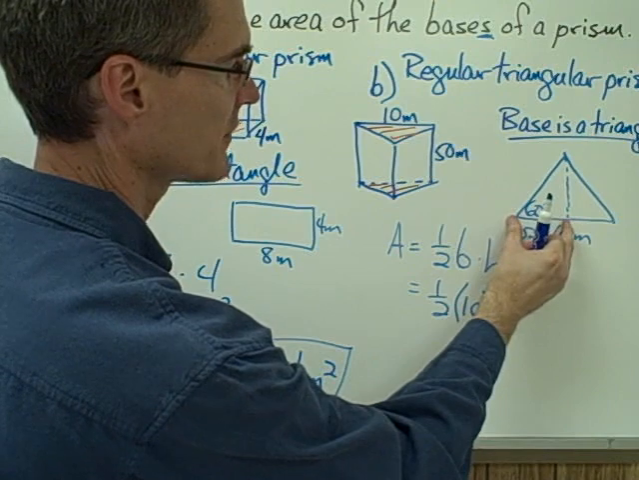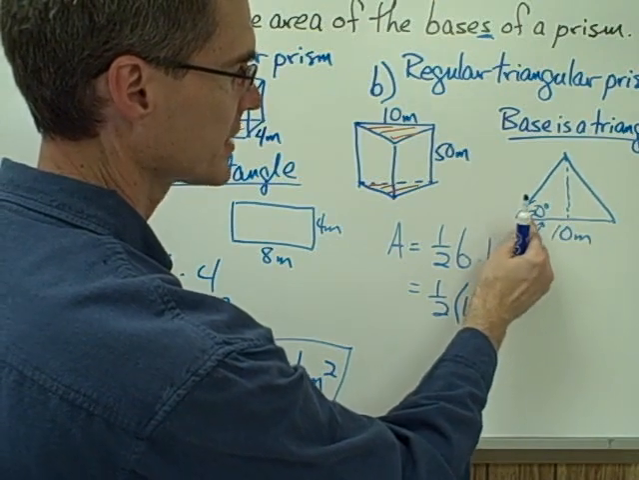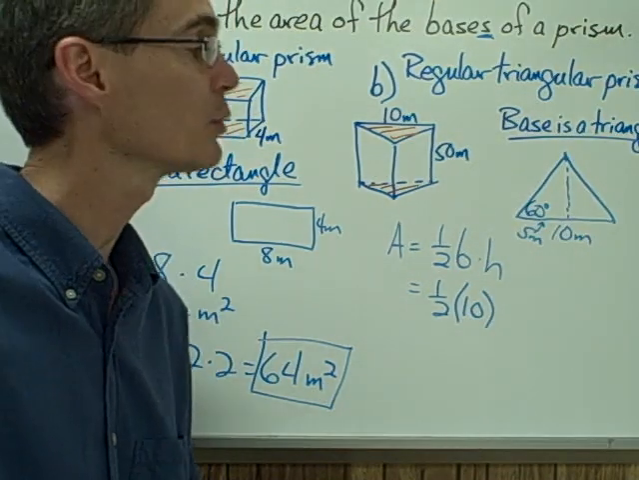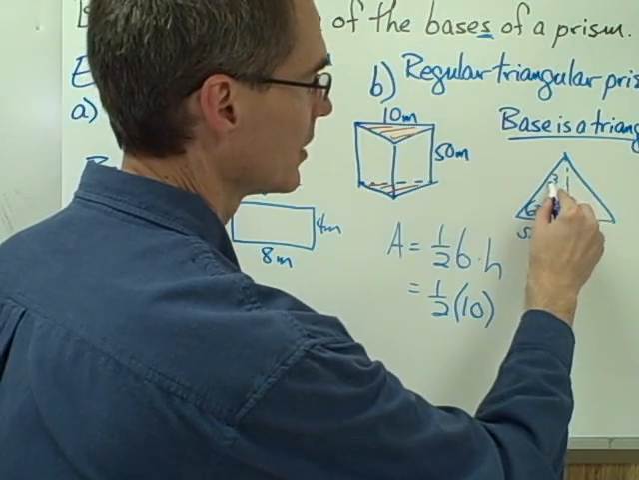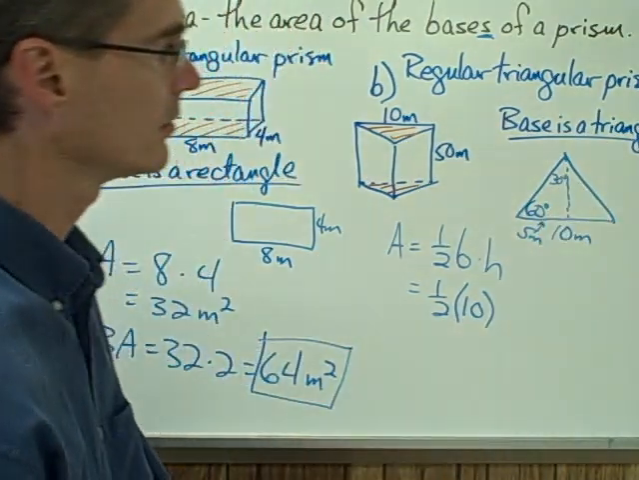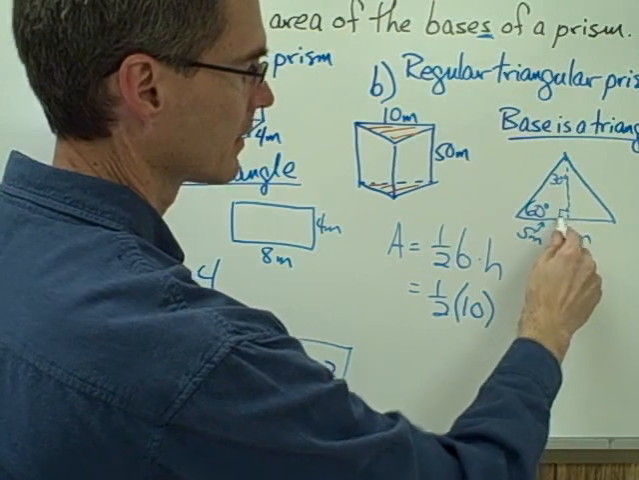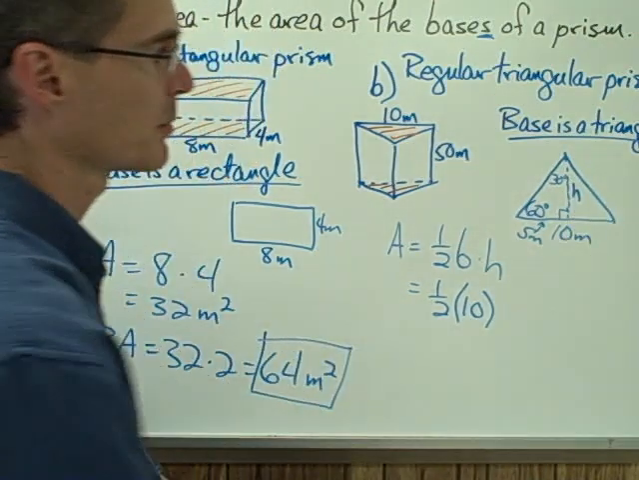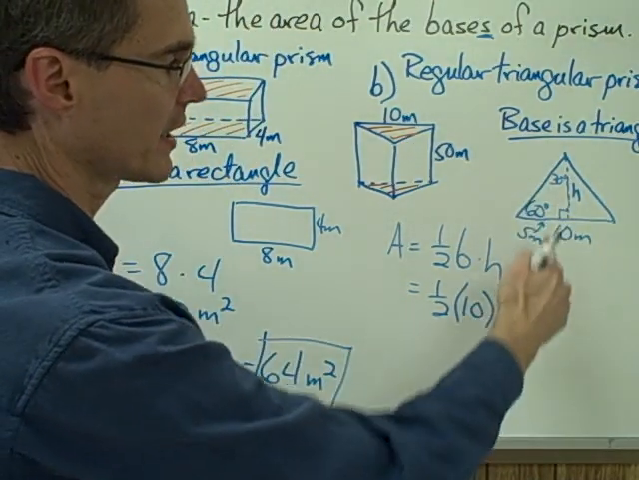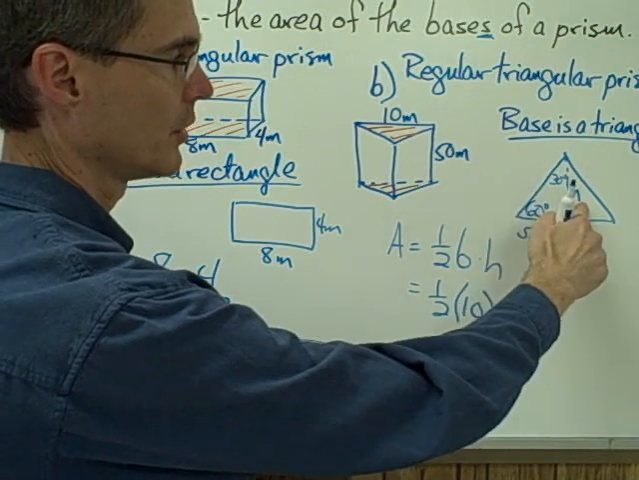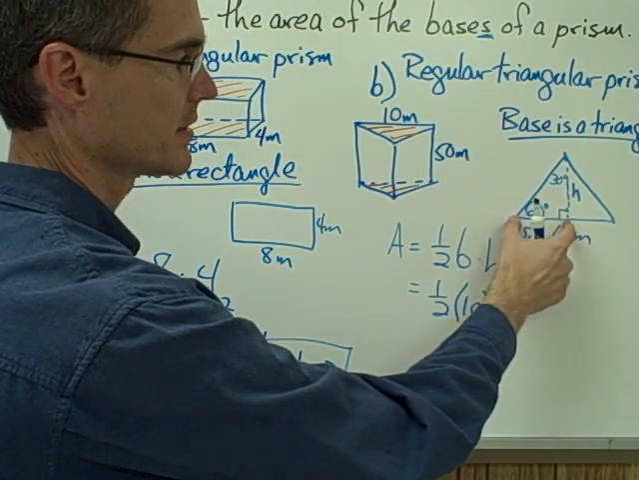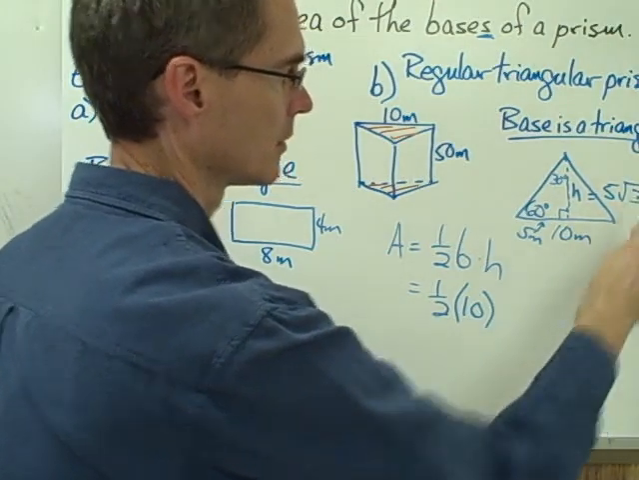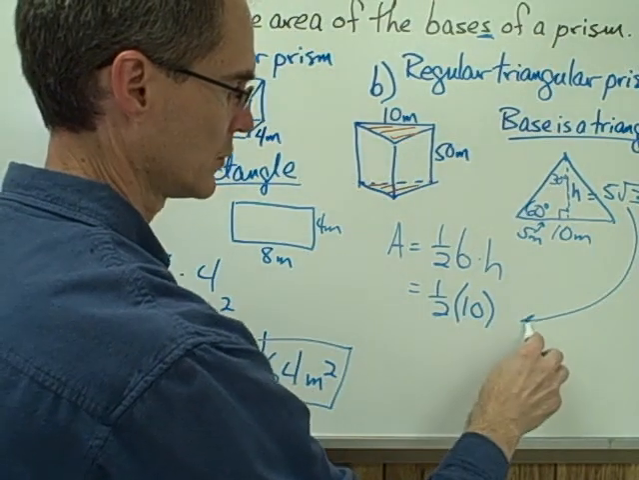So if this section here is 5 meters, and if this angle here is 60 degrees, and remember also the altitude of my equilateral triangle bisects that angle, I have a 30, 60, 90 triangle, and I can calculate this height here. I remember the ratio of the sides of a 30, 60, 90 triangle is 1 to 2 to radical 3. Since this distance here is 5, I know that my height must be equal to 5 radical 3. So I plug that in here.